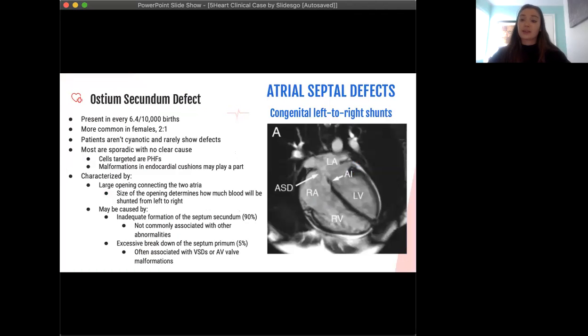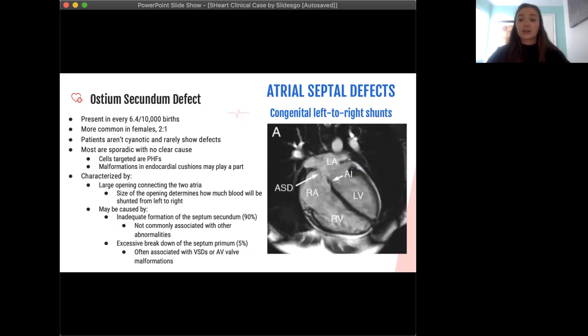Atrial septal defects are considered to be left to right shunts, meaning oxygenated blood will enter the deoxygenated circulation. The most common ASD is the ostium secundum defect, present in every 6.4 out of 10,000 births, roughly. There is a 2-to-1 prevalence in females. Most of these defects are sporadic, and the cells targeted are those of the primary heart field. Malformation of the endocardial cushions also play a part.